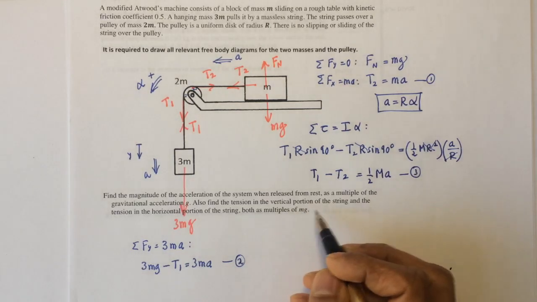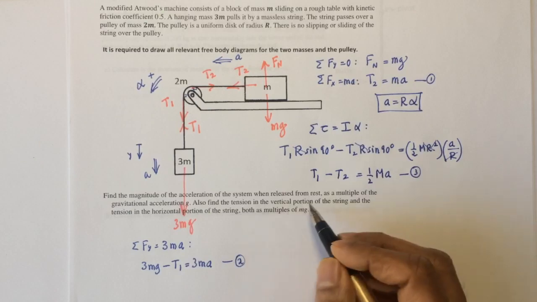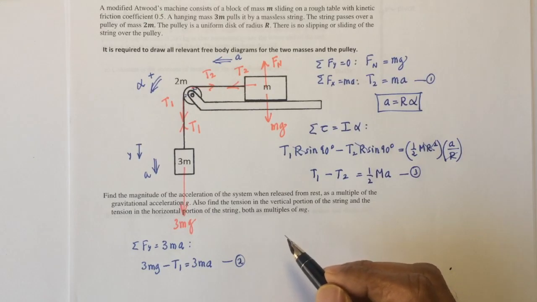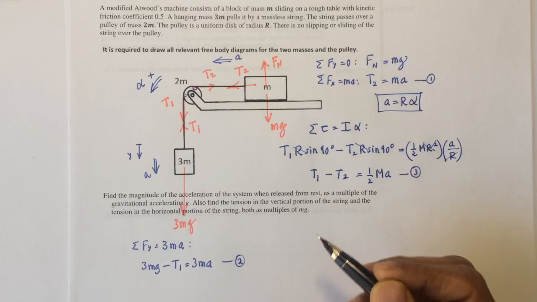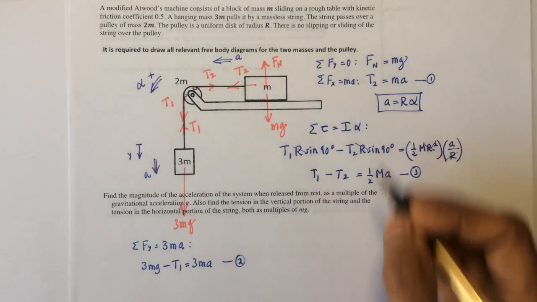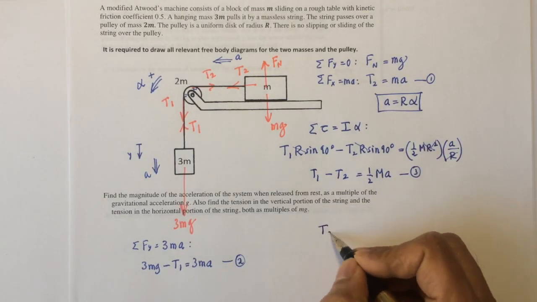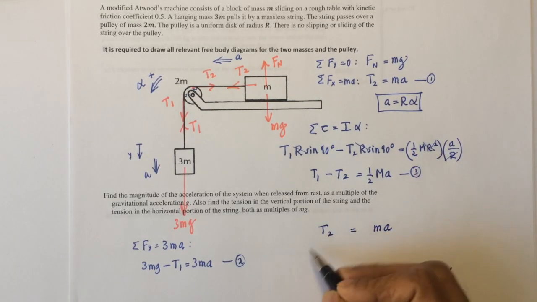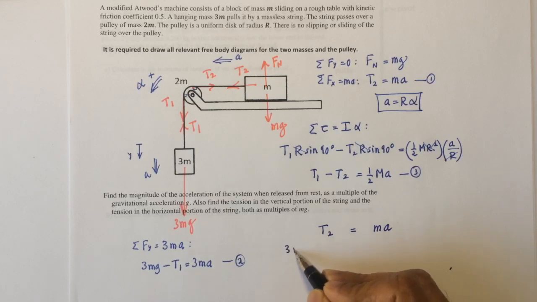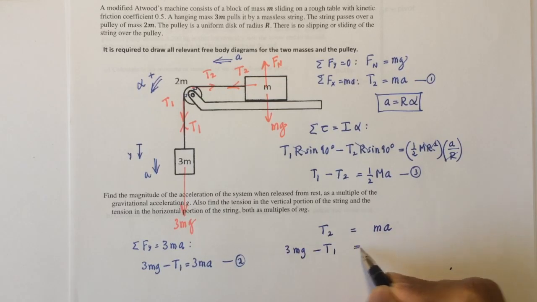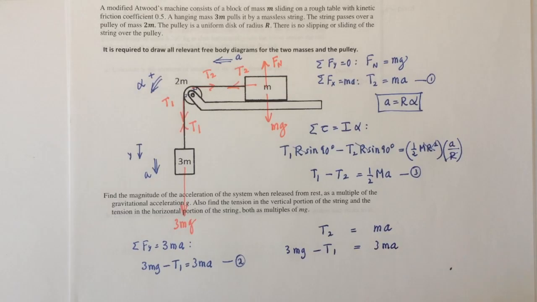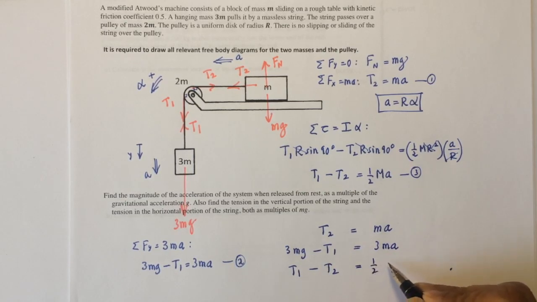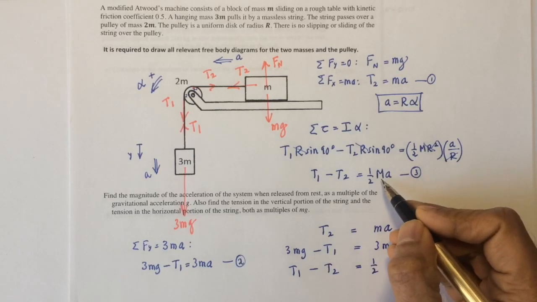So now you just have to solve these 3 equations for whatever they've asked us to find. They've asked us to find the tension in each string and the acceleration. So we have to find everything. What I will do here is this. I'll put the 3 equations one below the other. T2 equals ma. That's equation 1. Equation 2 is 3mg minus T1 equals 3ma. And then equation 3 is T1 minus T2 equals half the mass of the pulley, which, by the way, is 2m.